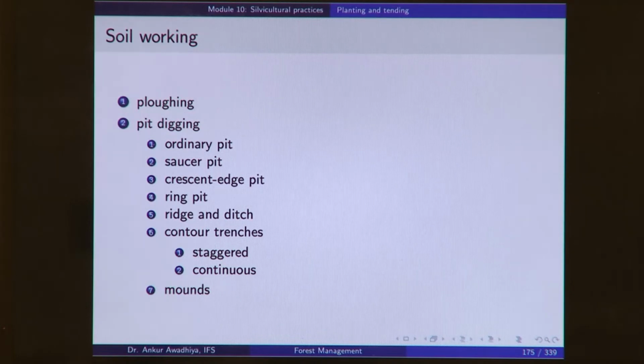Soil working includes ploughing of the whole area or in strips, or pit digging. We can make ordinary pits in normal areas, saucer pits in areas that have less rainfall, crescent edge pits in areas with even less rainfall, ring pits in even more arid regions, or we can go with ridge and ditch in areas where the rainfall is unpredictable, or contour trenches, staggered trenches or continuous trenches, or mounds in waterlogged areas.